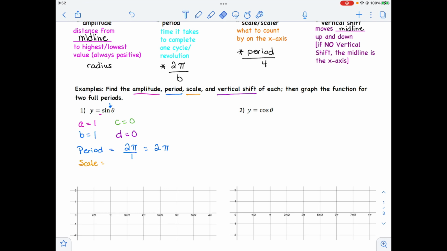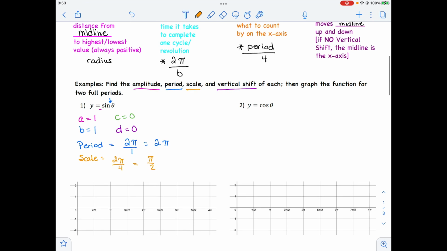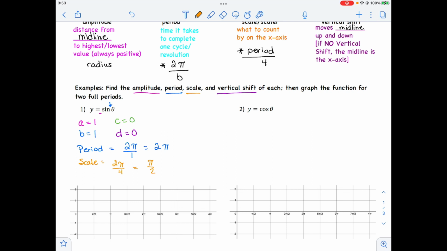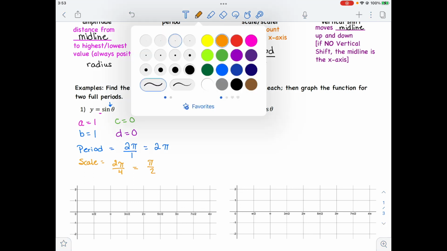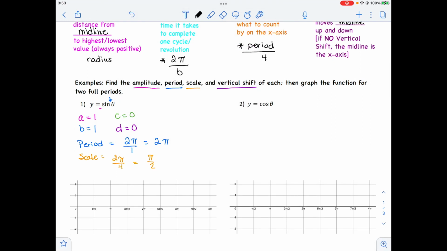We use the number of periods to find our scale, and in this case, we've already found our period, which is 2 pi, so we do 2 pi divided by 4. And that would simplify down to 1/2 pi, or just pi over 2. So our scale is pi over 2. So the way that works is we know that 1 full period is 2 pi. So if we think about our graph as 8 individual pieces, so 1, 2, 3, 4, 5, 6, 7, 8, because we got to go 2 full periods. That's why I made 8 instead of just 4.